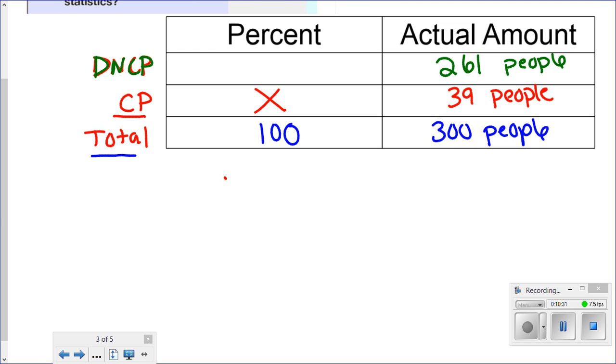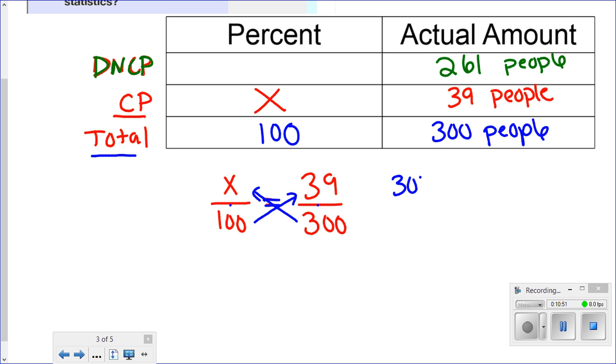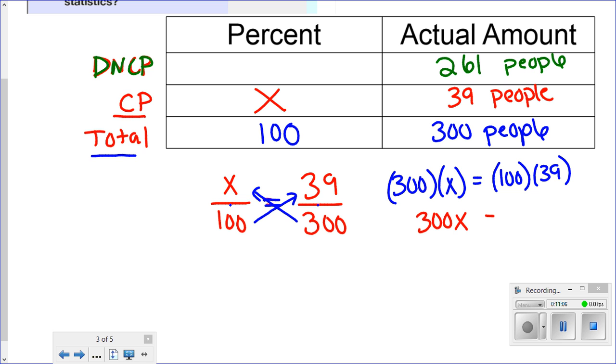So here we are going to have x over 100 is equal to 39 over 300. In order to solve this problem, we have two equal ratios. So we are going to cross multiply. So here we will have 300 times x is equal to 100 times 39. When we multiply, we will get 300x. And over here, 39 times 100, we shouldn't need to multiply because we know with 100, we should just get 2 zeros at the end.